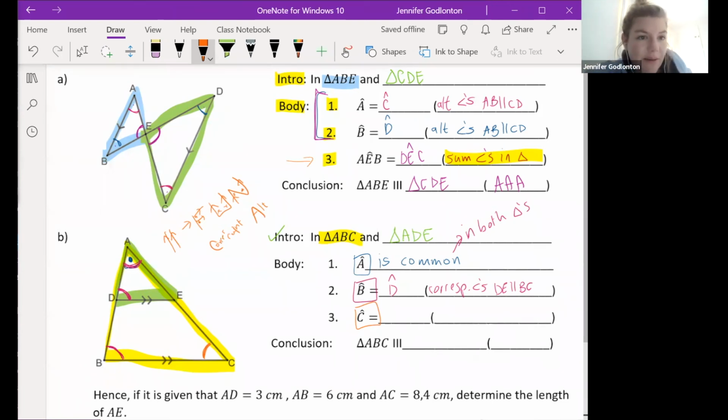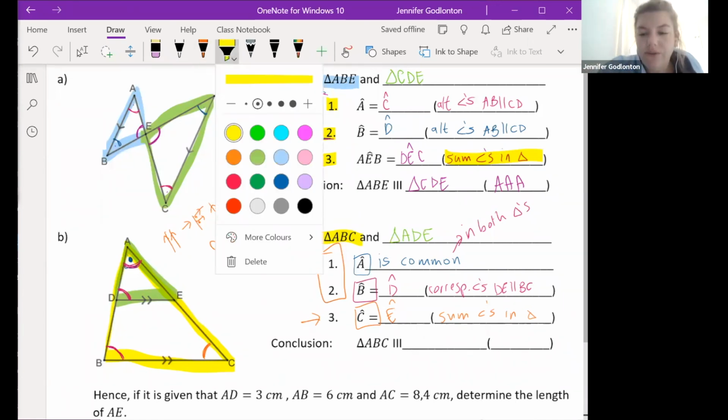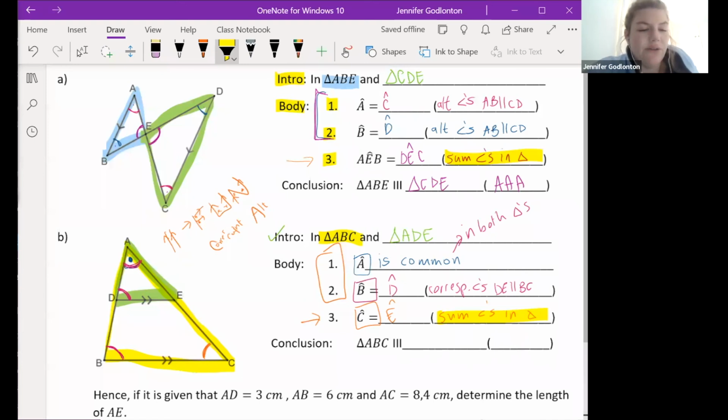Okay, so what's coming through in the chat here? Yes, absolutely. You could say that C is the same as E because they are corresponding. But remember, we're allowed to use our trick for our third angle. Once we have two, we're allowed to just say sum of angles in triangle. As soon as you have found two reasons, you're allowed to write that as your third reason every single time.